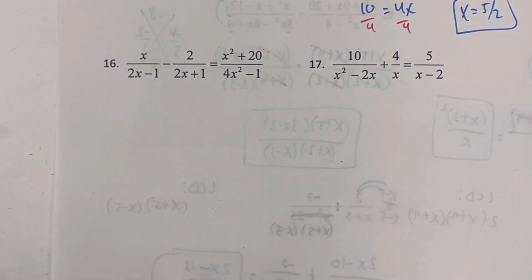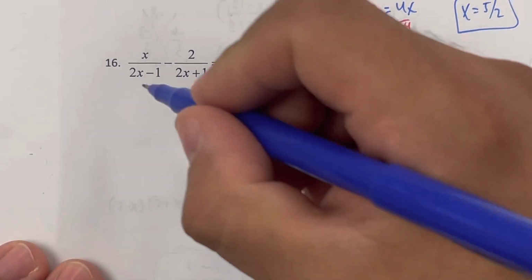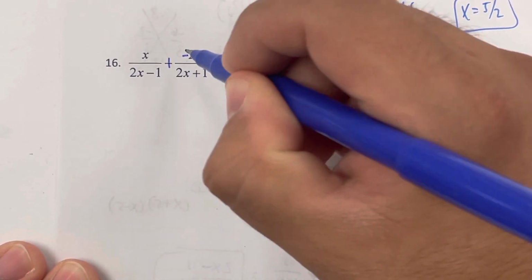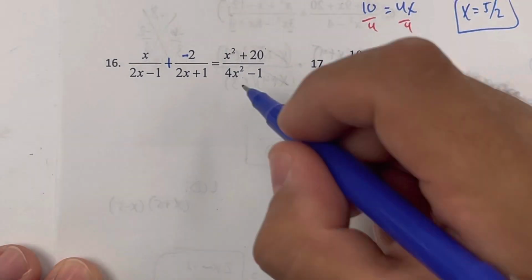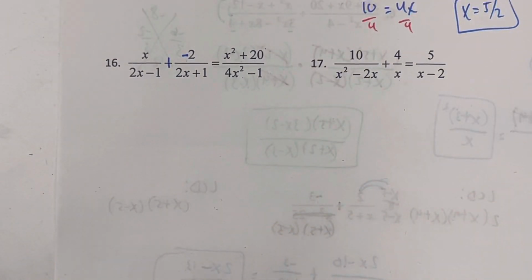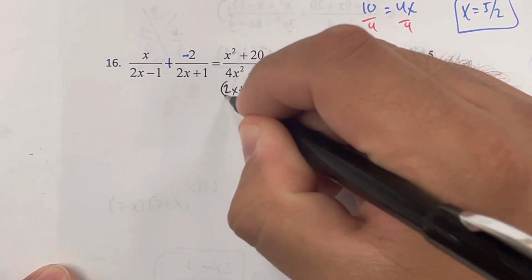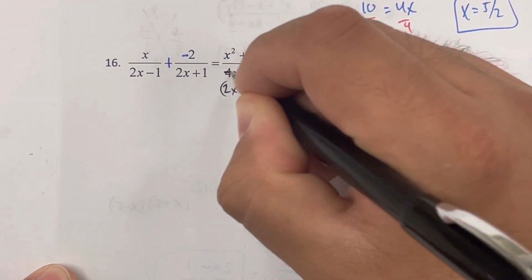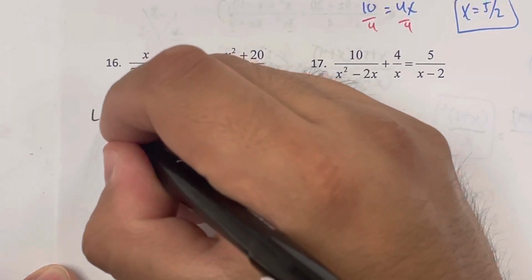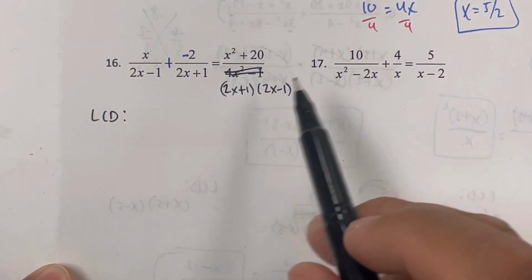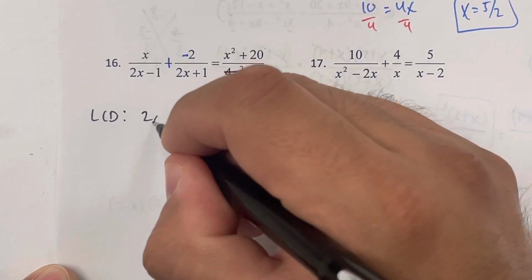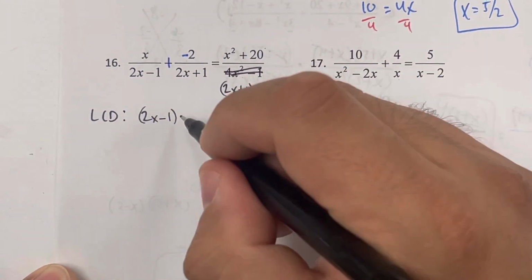Okay, so for number 16, again, I see this minus sign, so we'll make that a plus and flip that sign on the top right. This one can be factored into difference of 2 squares, 2x plus 1, 2x minus 1. All right, so for my LCD, 2 of them have 2x minus 1, 2 of them have 2x plus 1.